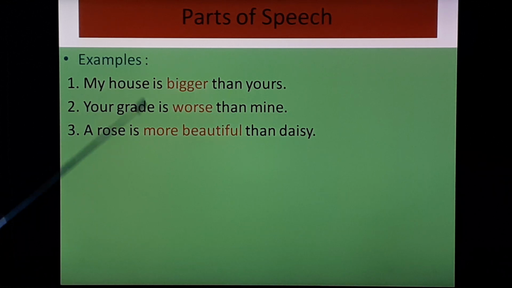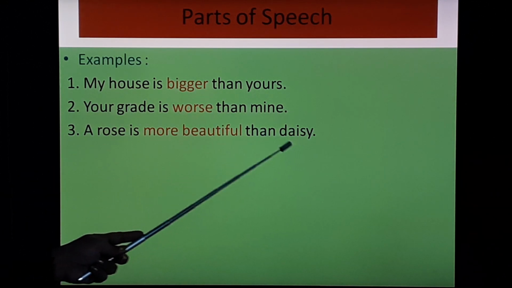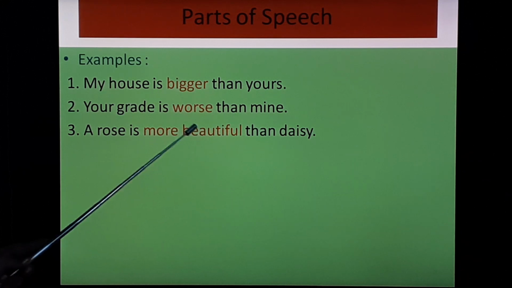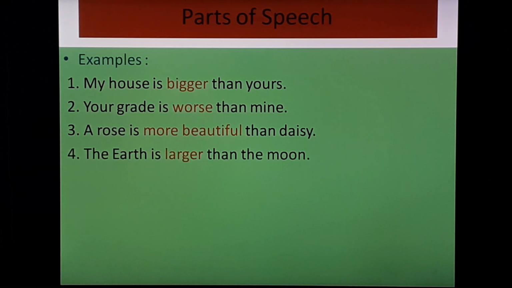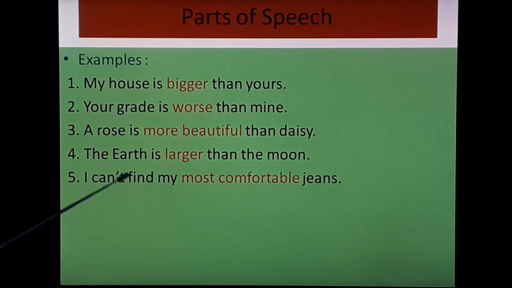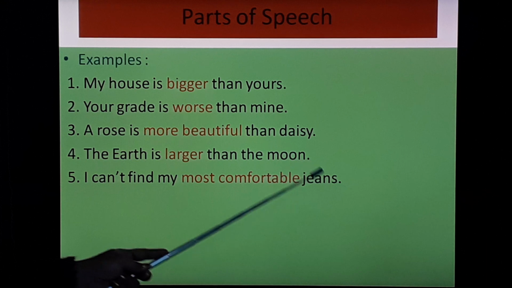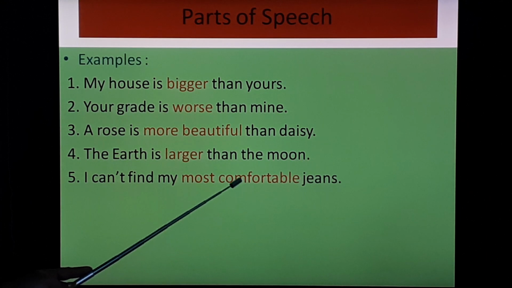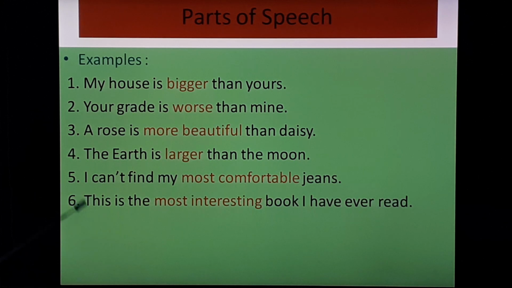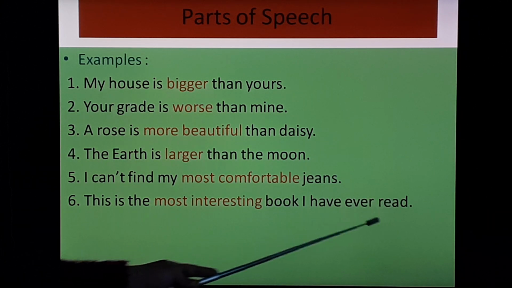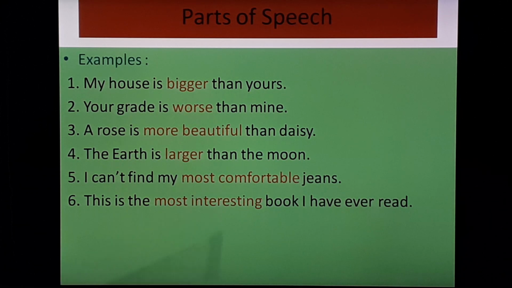A rose is more beautiful than a daisy. So more beautiful, comparative degree. The earth is larger than the moon, larger. So comparative degree. I can't find my most comfortable jeans. So most comfortable, this is the superlative degree. This is the most interesting book I have ever read. So most interesting, superlative degree.